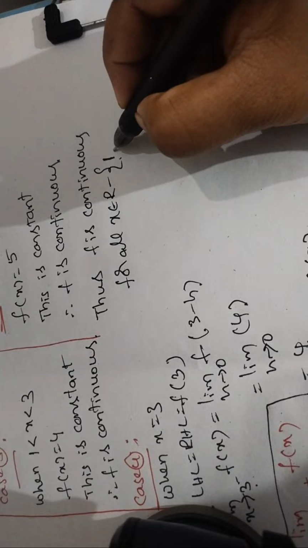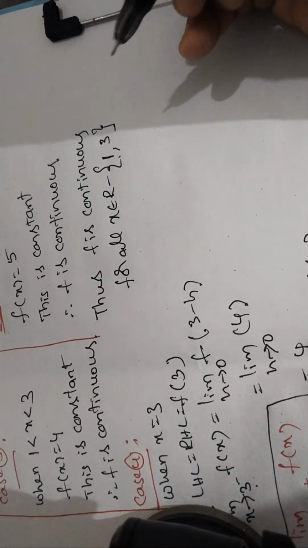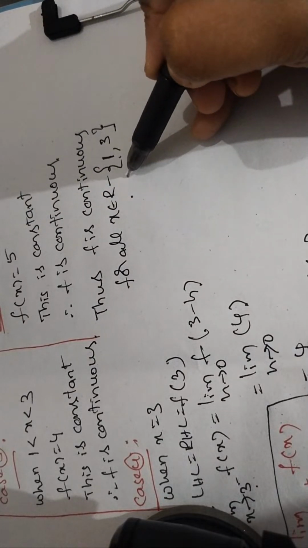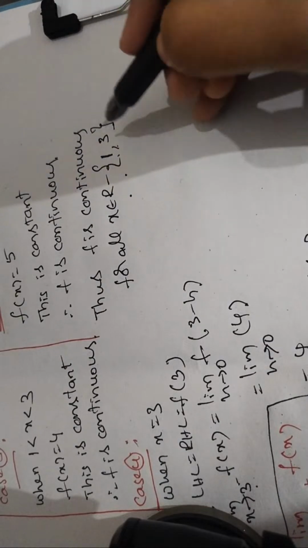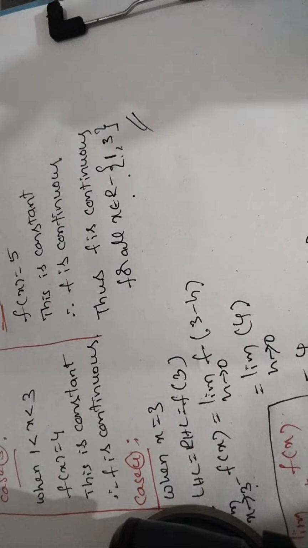So the function is discontinuous at 1, 3. So f is continuous for all real numbers except 1, 3. This is the solution. Next, 15th question.